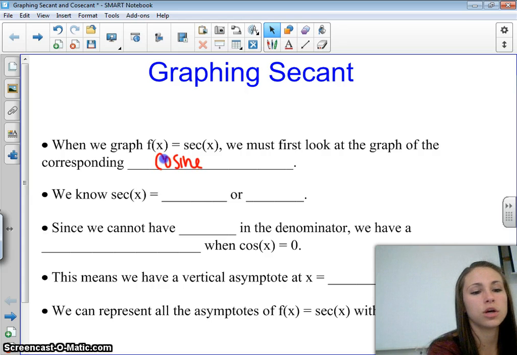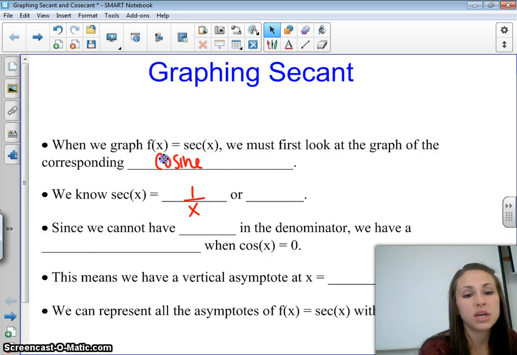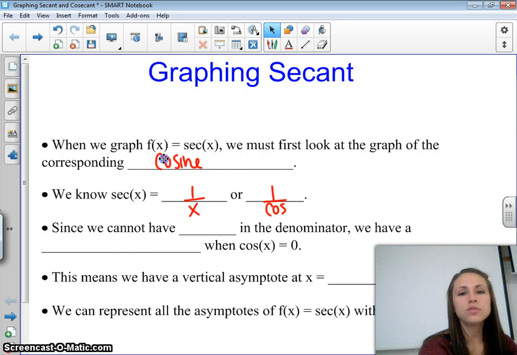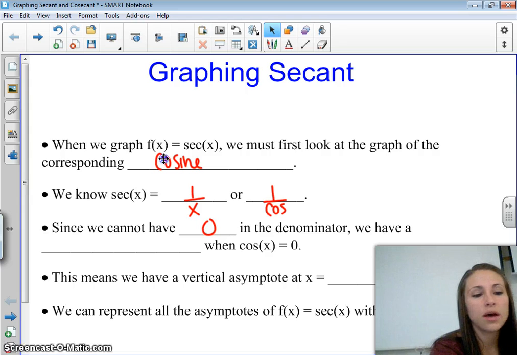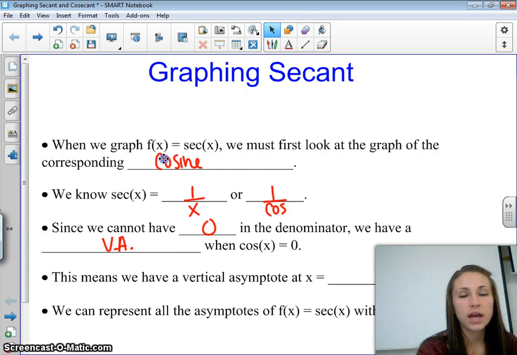Now, secant we know when we evaluate on the unit circle is 1 over x. Since x is just cos, I can think about this as 1 over cosine. So we've looked at fractions or rational expressions before, and since you can't have 0 in the denominator, you have a vertical asymptote when cosine is 0. And so this means you're going to have vertical asymptotes.